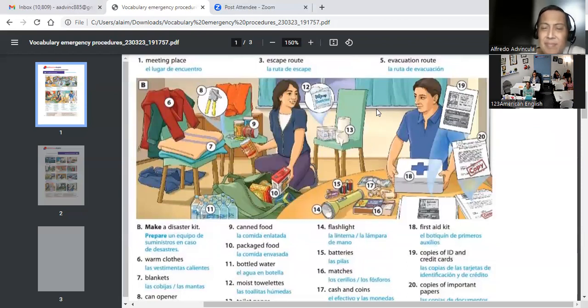Different things we need in case of an emergency, no? Some food, batteries, cash money, personal papers, clothes, blankets. Very good. A first aid kit.